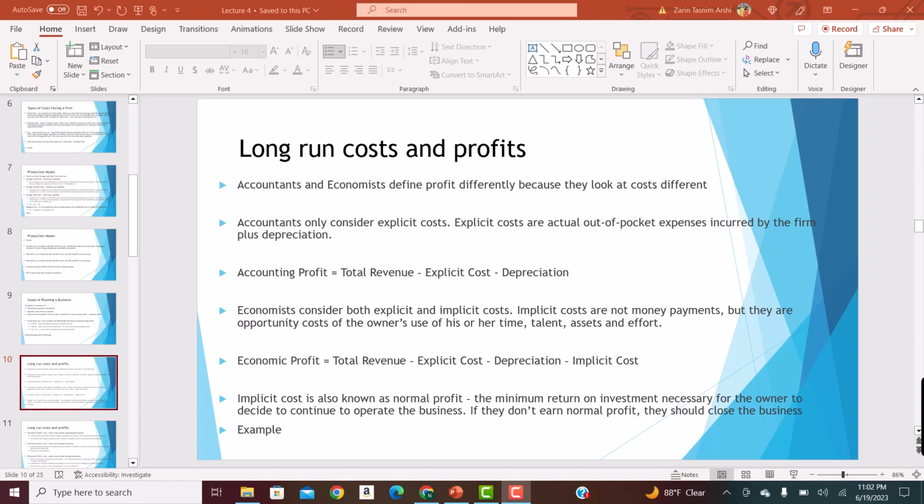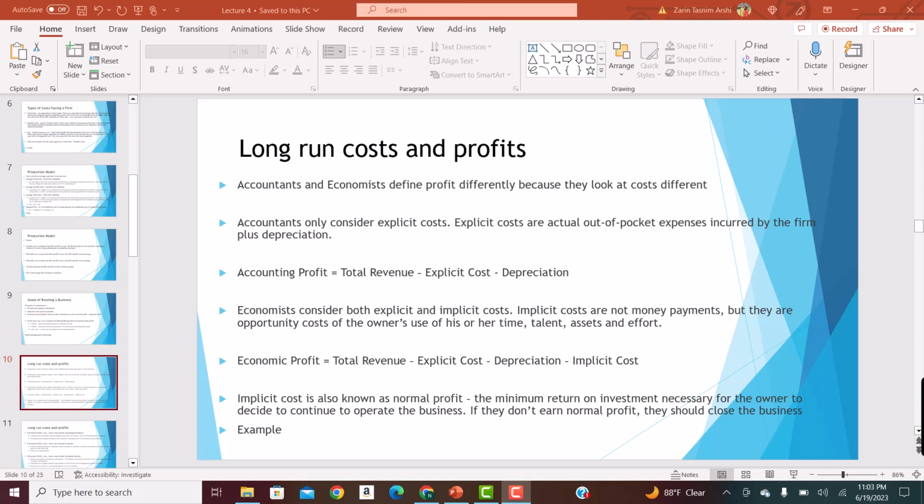In accounting, profit is calculated as total revenue minus explicit cost minus depreciation. On the other hand, economists will consider both implicit cost and explicit cost. Explicit costs are again your actual out of pocket expenses, but implicit cost is basically your opportunity cost. If you would have invested that money somewhere else, what would you have earned? And you're giving up that benefit, right? So that implicit cost is also taken into consideration.